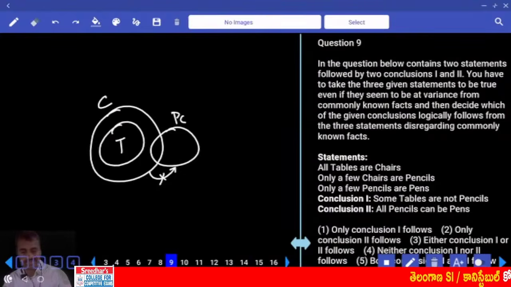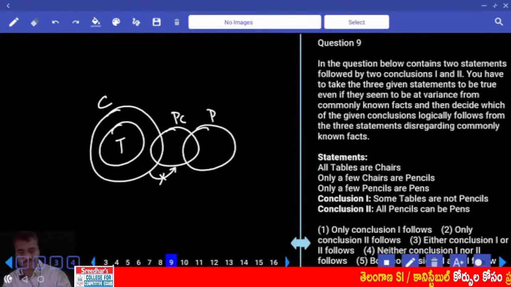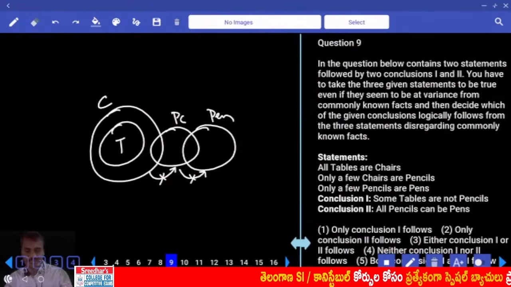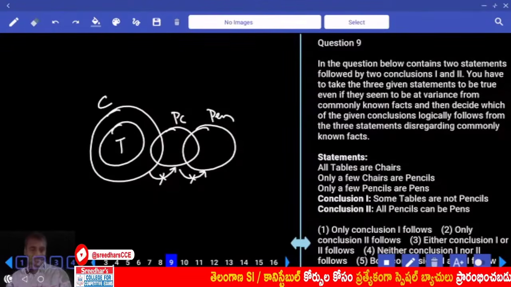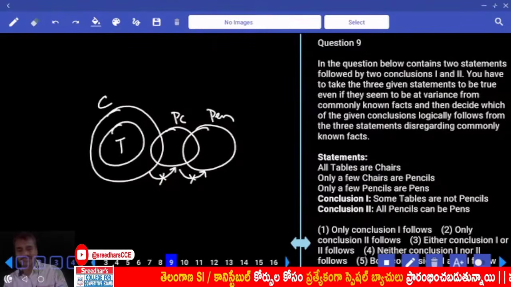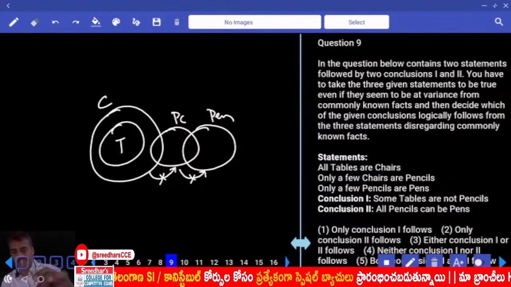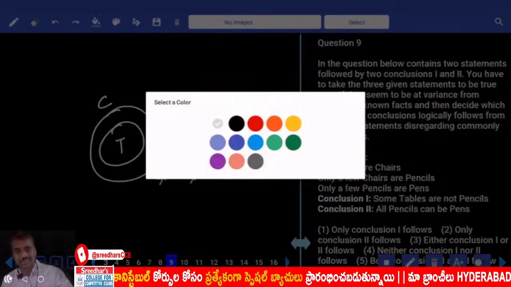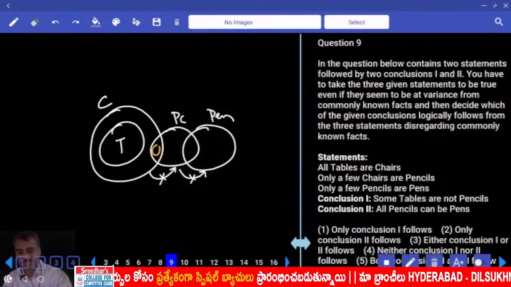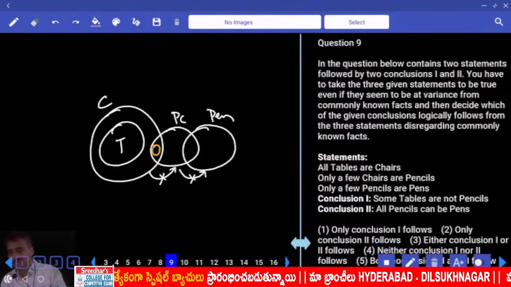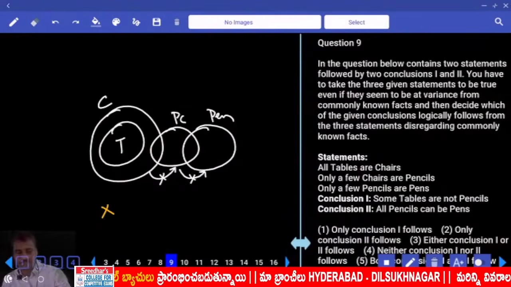And only a few pencils are pens. Some pencils are pens but not all. The entire pencil cannot be a part of pen. And some tables are not pencils, as of now that is true. Then to make this one false, all tables are pens. Is it possible or not possible? Can I write table like this or not? As the alternate diagram to the previous conclusion.